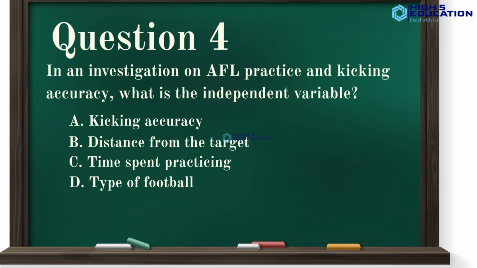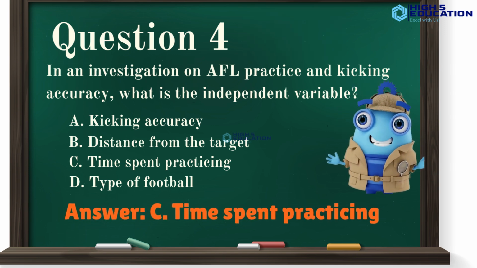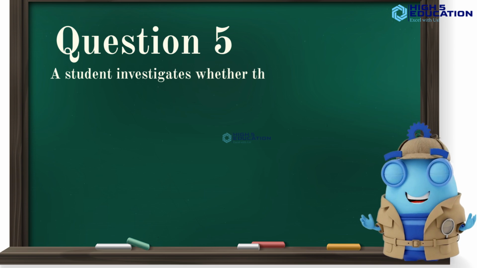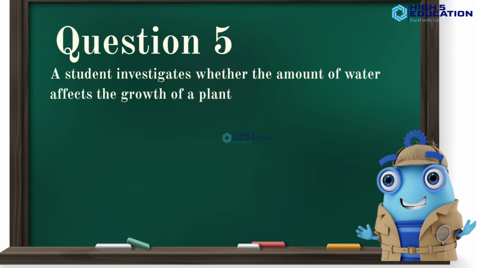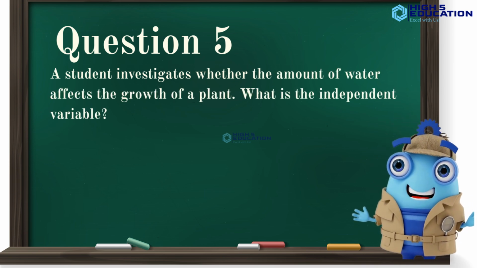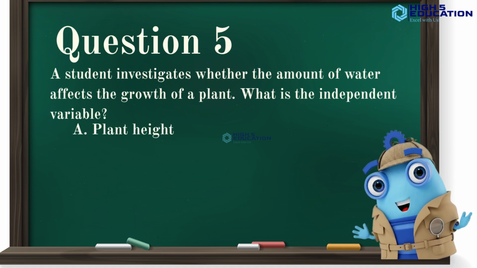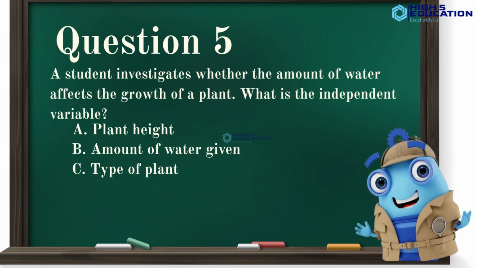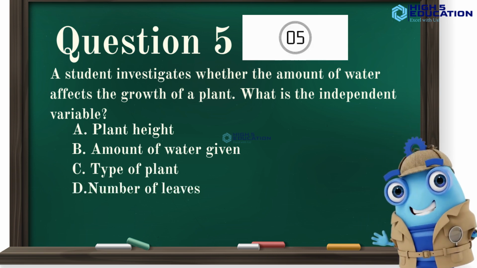The correct answer is C. Time spent practicing. Question 5. A student investigates whether the amount of water affects the growth of a plant. What is the independent variable? A. Plant height. B. Amount of water given. C. Type of plant. Or D. Number of leaves.